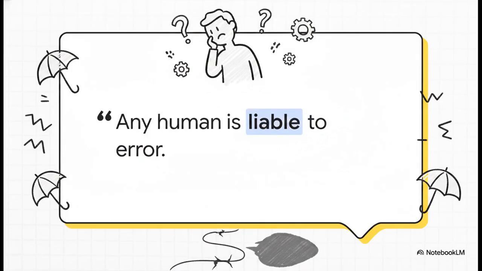This crucial point is really driven home with one more example. Any human is liable to error. This completely reinforces that everyday sense of the word, but it highlights something super specific. It represents being open to a risk or a vulnerability, because to be human is to be subject to making mistakes. It's an innate condition. It's a risk that we are all inherently exposed to, day in and day out.